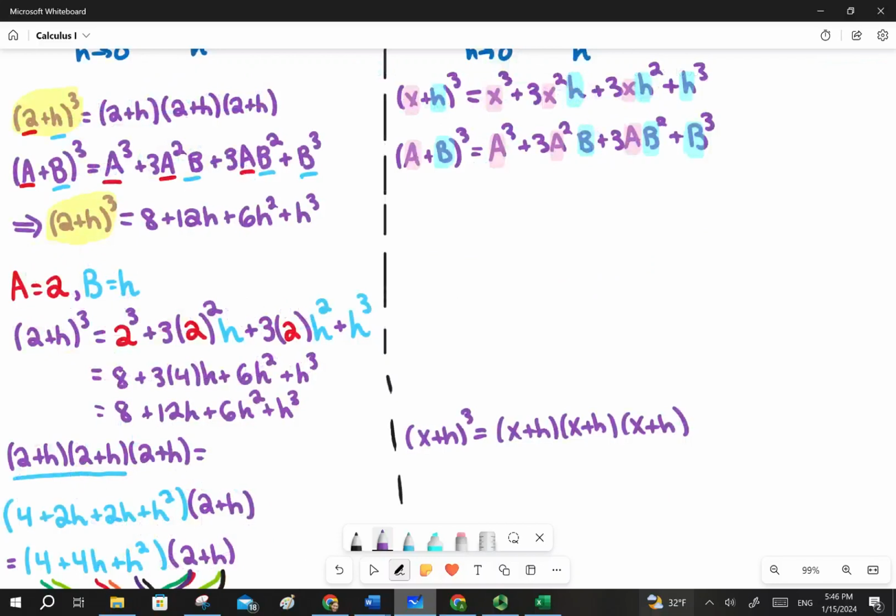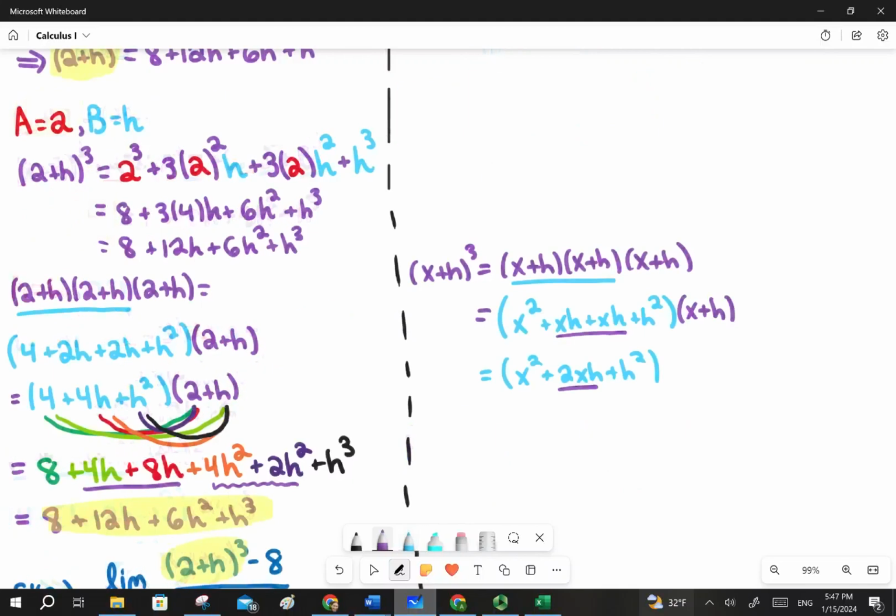If we multiply using FOIL or a similar method, we once again have to start by multiplying one pair of x plus h times x plus h. First is x times x equals x squared. Outer is x times h equals xh. Inner is h times x, which equals xh. And last is h times h, which equals h squared. Combining like terms, we get that x plus h times x plus h is x squared plus 2xh plus h squared. And finally, we have to multiply that result by one more copy of x plus h.